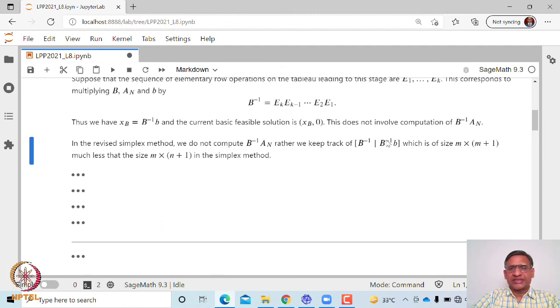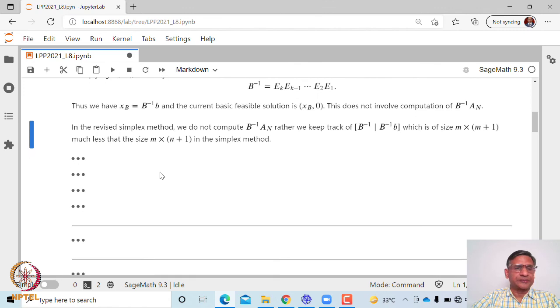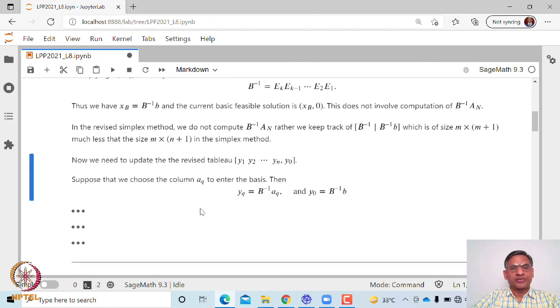This is an m by m matrix, this is one column, therefore this is an m cross m plus 1 matrix, which is much smaller compared to the original size, which is an m cross n plus 1 matrix. So in the revised simplex method we are taking care of a matrix which is much smaller than in the simplex method, right?